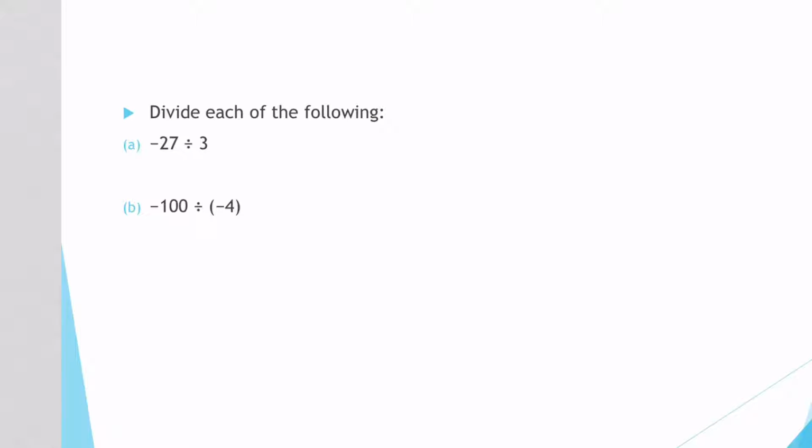Okay, so let's divide these. On part A, we've got negative 27 divided by 3. Our signs are different, so our answer will be negative 9. On part B, I've got negative 100 divided by negative 4. Our signs are the same, so our result will be positive 25.